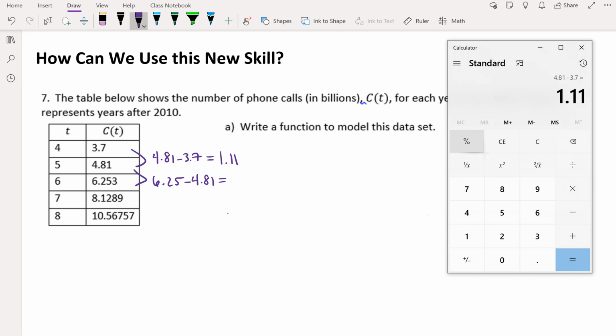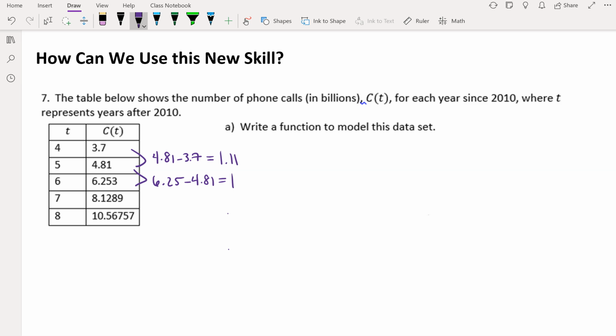Now let's try the next one. 6.25 minus 4.81. Oh, I did 48.1. Hold on. 6.25 minus 4.81 is 1.44. Okay, check it out, y'all. These numbers do not match. So this is not linear. If the function was linear, the change in y would always be the same for each change in x, as long as the change in x is going up by 1, which it is here: 4, 5, 6, 7, 8. Those are just going up by 1. So this isn't linear.